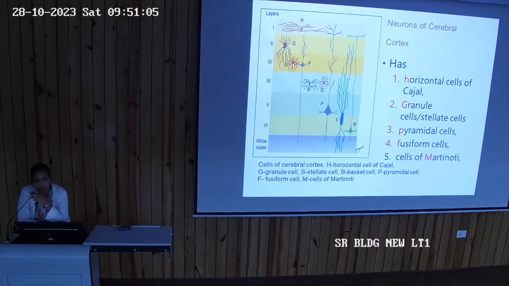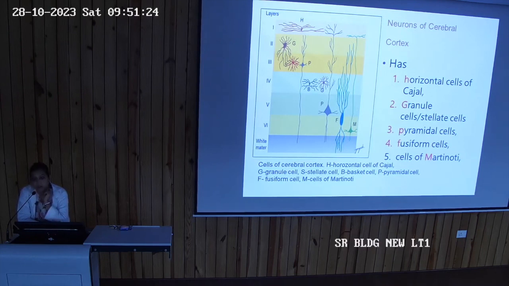Now these pyramidal cells extend from the second to the fifth layer. Then we have fusiform cells which are present in the innermost layer, the sixth layer. These are spindle shaped cells, again with dendrites running upwards and the axon moving downwards.